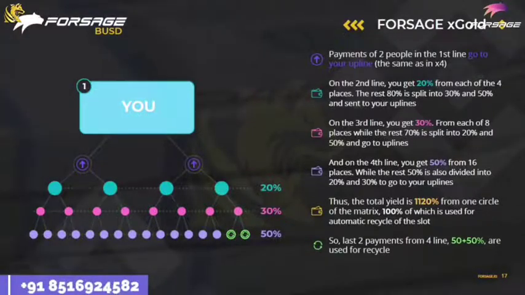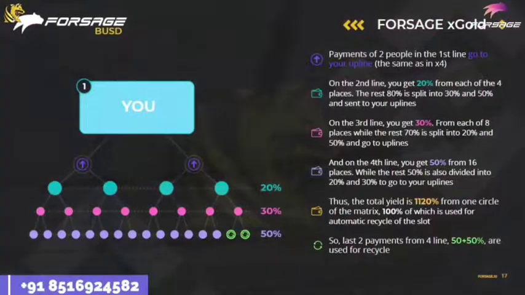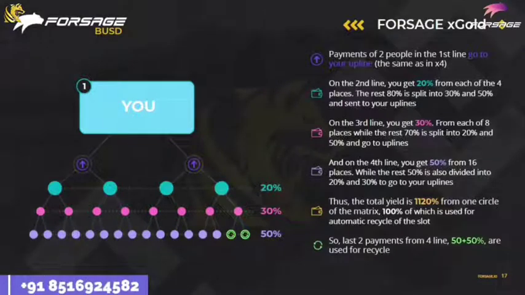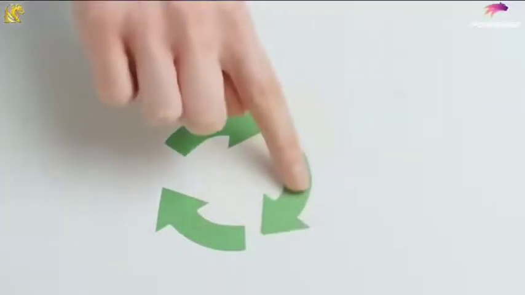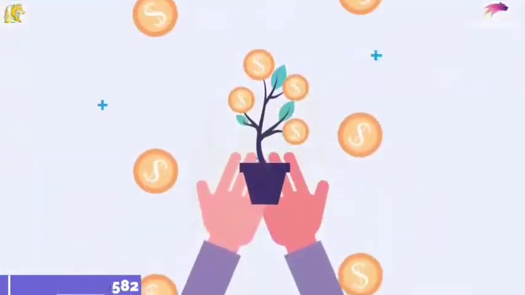So the total yield is 1120% from one circle of the matrix, 100% of which is used for automatic recycle of the slots. So the last 2 payments from the 4th line, 50 plus 50%, are used for recycle. In this way, all your slots will keep recycling and keep paying you continuously without making any extra repurchase. From all these recycles, you will continue to receive income infinitely.